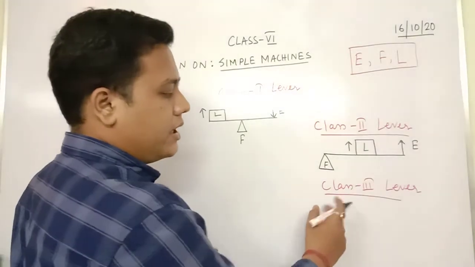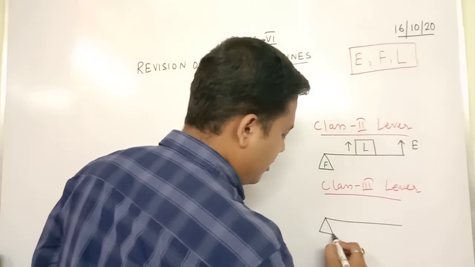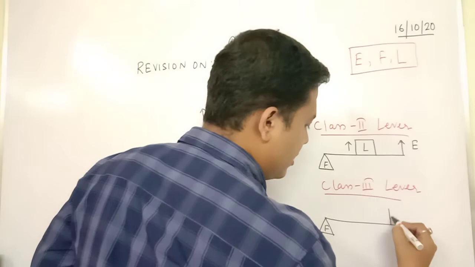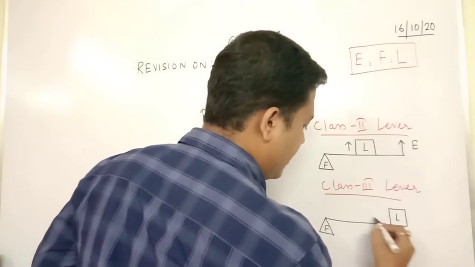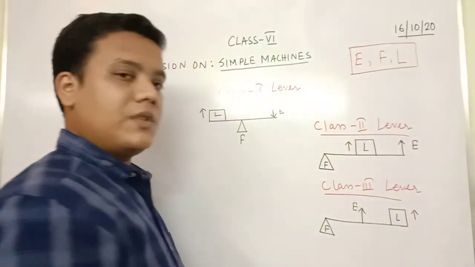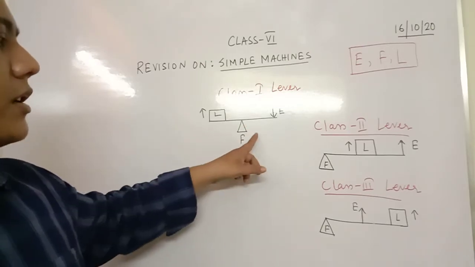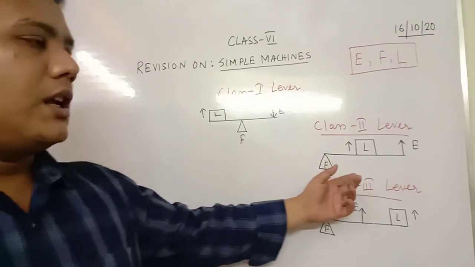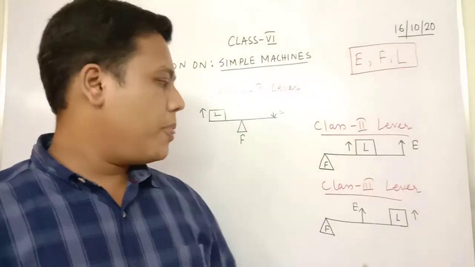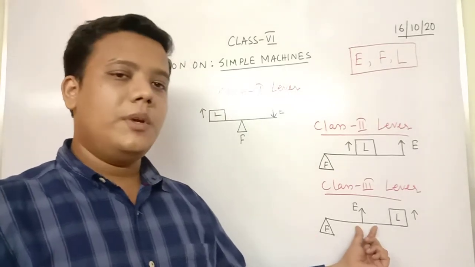And how will you justify the class 3 lever? Here also the fulcrum is at one end, but the load is at the other end here, and the effort is in between. Here also load and effort move in the same direction. So in a class 1 lever, the fulcrum is in between the load and effort. In a class 2 lever, fulcrum and effort are at the extremes and load is in between. And in a class 3 lever, fulcrum and load are at the extremes and effort will be in between them.